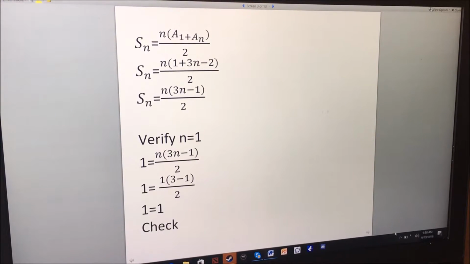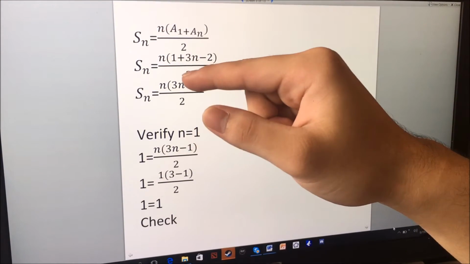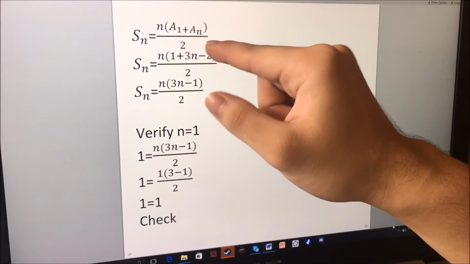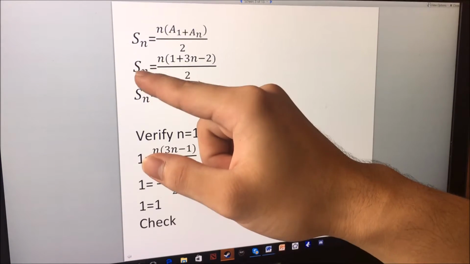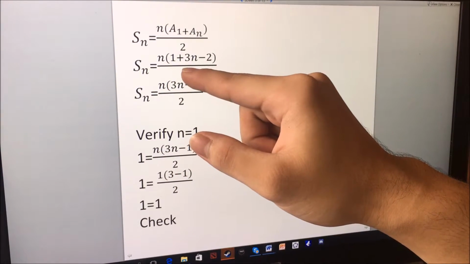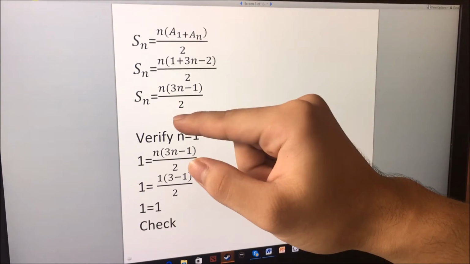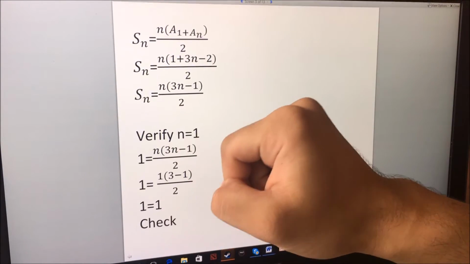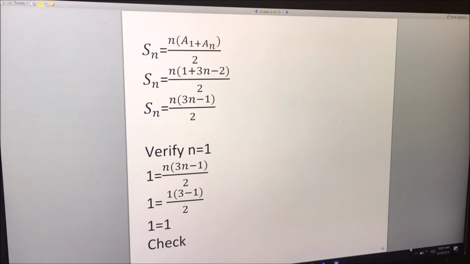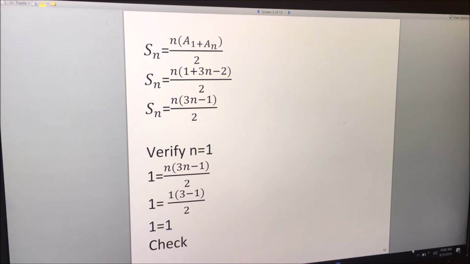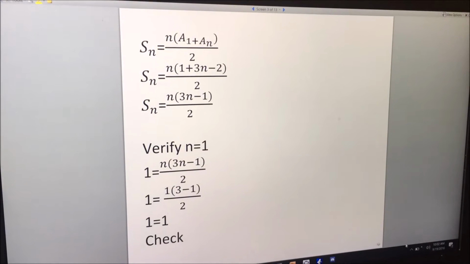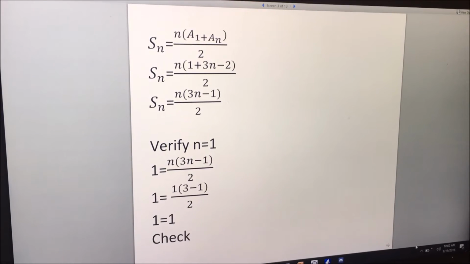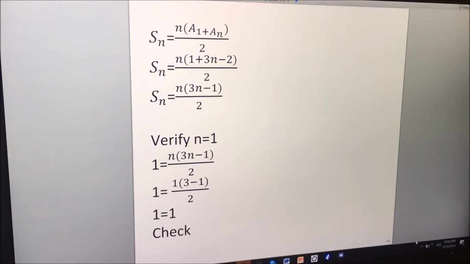We then need to find the summation of the arithmetic sequence. So we use the formula S_n equals n(a_1 plus a_n) over 2. So S_n equals n(1 plus 3n minus 2) over 2 becomes S_n equals n(3n minus 1) over 2. We can then verify n equals 1. 1 equals n(3n minus 1) over 2, which is 1 equals 1(3 minus 1) over 2, which is then 1 equals 1, which is true.